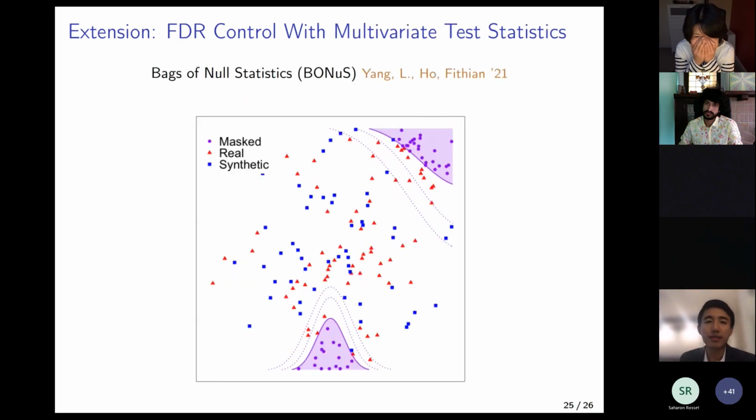And also, we have another setting where suppose we don't have a unidimensional p-value, but we have multivariate test statistics. In this case, it's not easy to sort the p-values. But we have another procedure called bag of null statistics, or BONuS in short, which can take advantage of the multivariate statistics and try to learn the most promising direction for us to do the multiple testing.